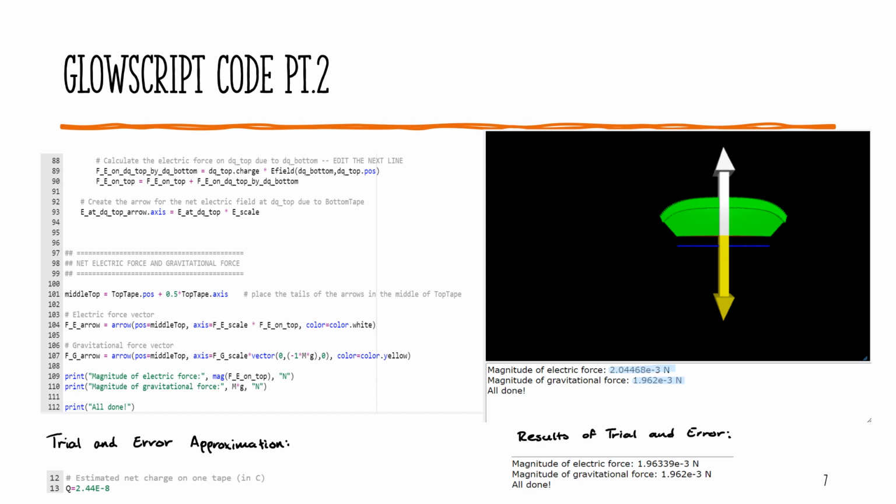which indicates that this is probably a more accurate model than what we got in Lab 1. Additionally, I did a trial and error approximation to see if I could get the magnitude of the electric force and the gravitational force to actually be equal. The closest I could get is what you see at the bottom, labeled results of trial and error. This Q was equal to 2.44e-8 coulombs.